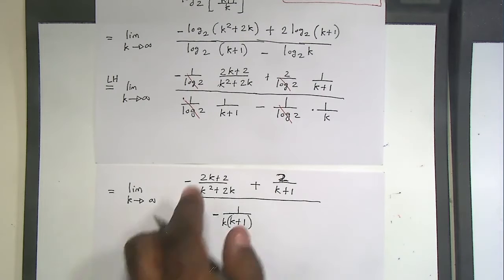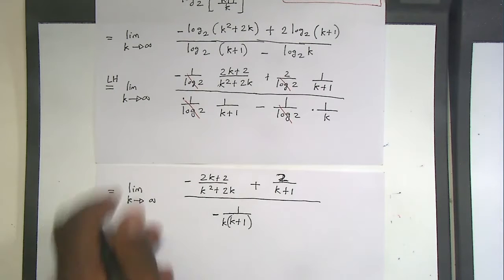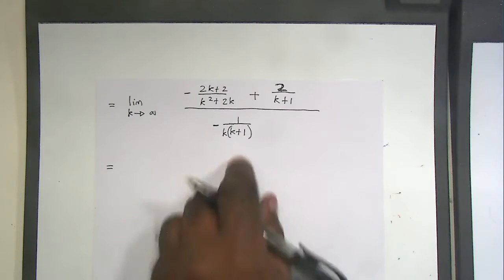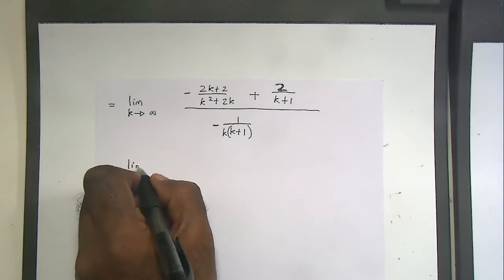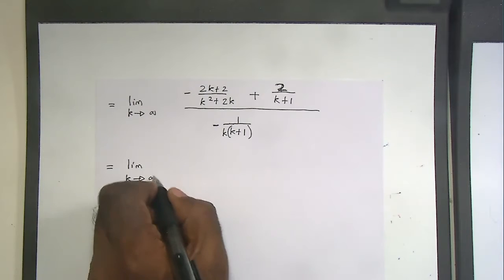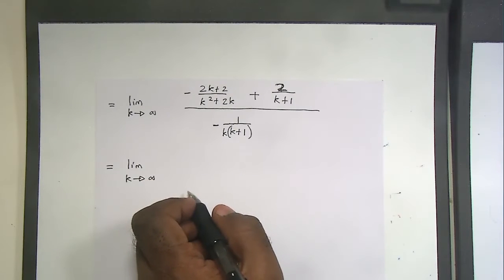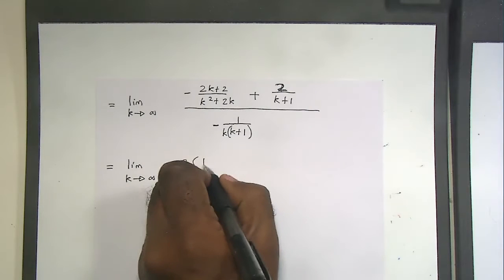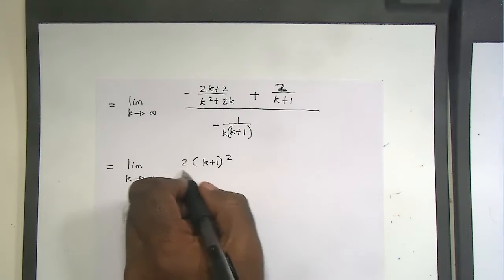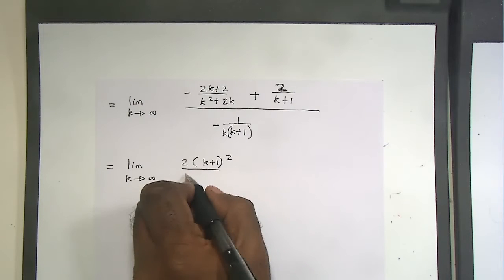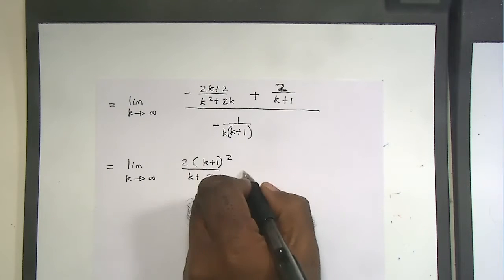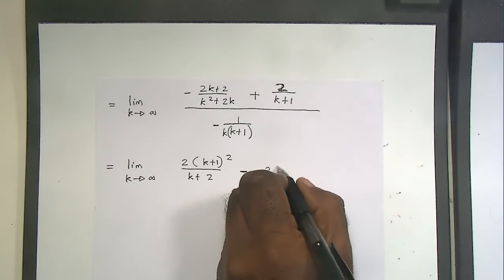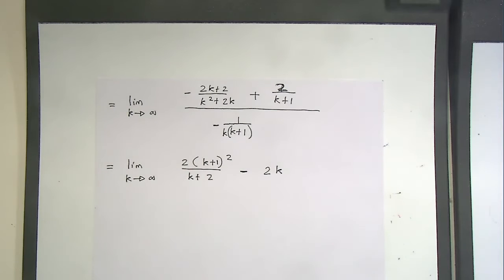Right, now taking this to the top, let me put it here, it's easier. Taking this to the top, it becomes the limit as k goes to infinity of minus cancels, k plus 1, so it's 2 times k plus 1 squared divided by k plus 2 minus 2k. This is what you get, I think. Correct me if I'm wrong.